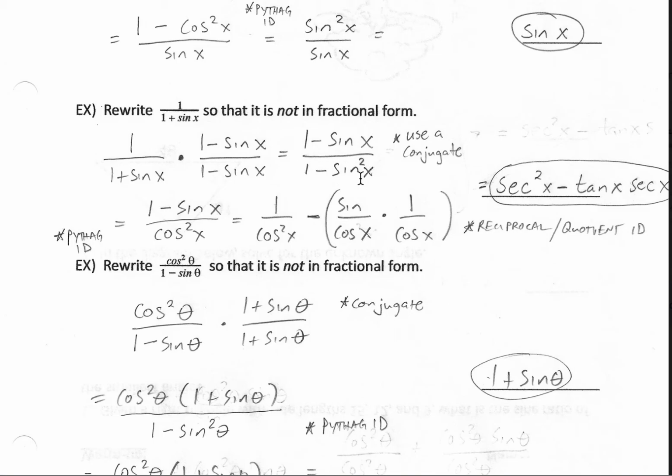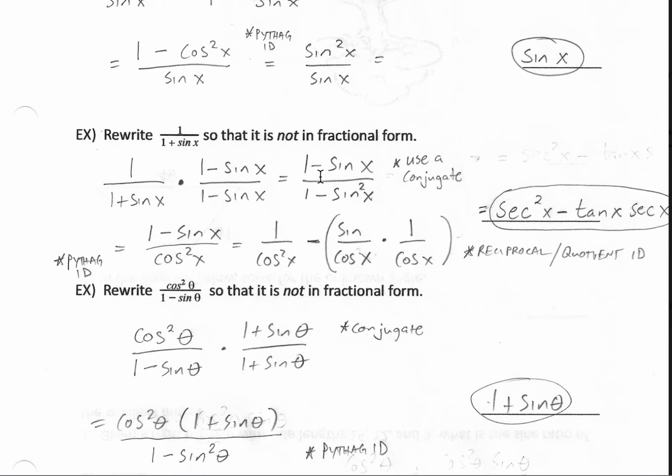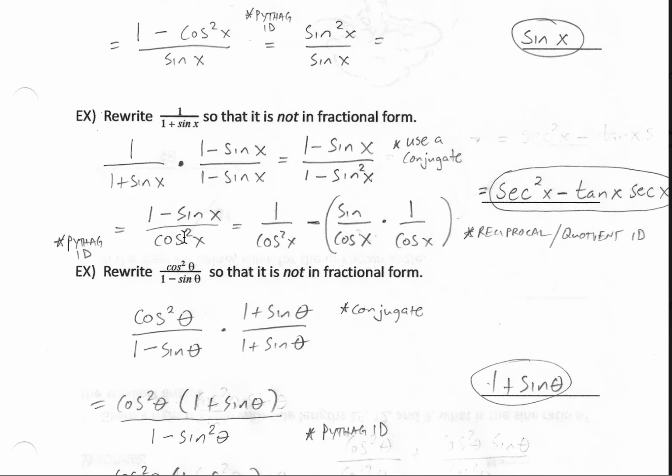And so down here now, hopefully you're starting to recognize your Pythagorean identity. 1 minus sine squared is going to be cosine squared. So I just rewrite the bottom using that Pythagorean identity. Now I have two numerator terms here.